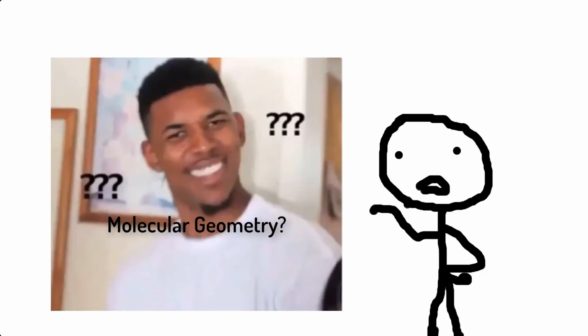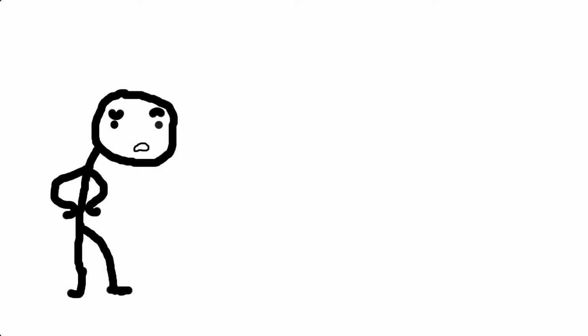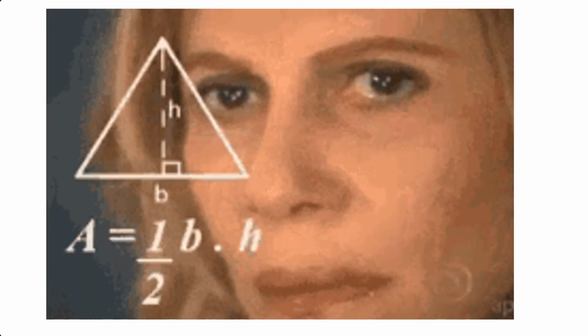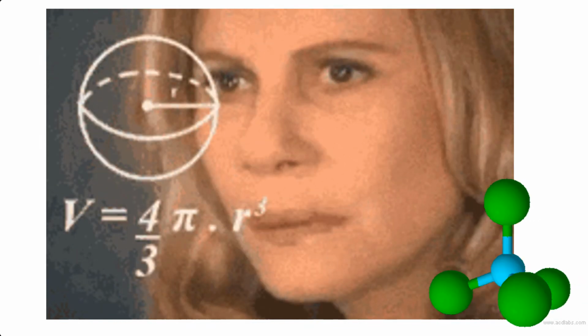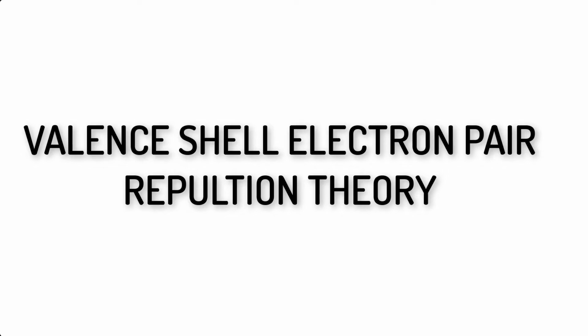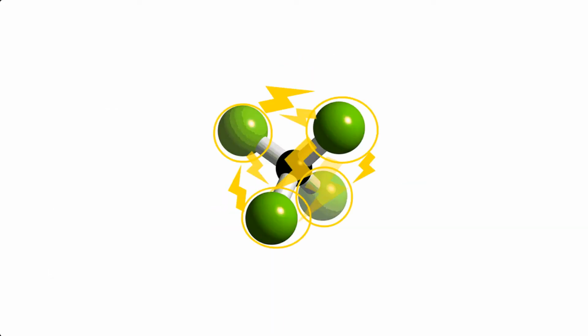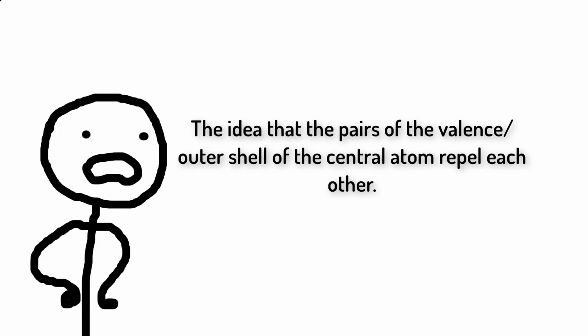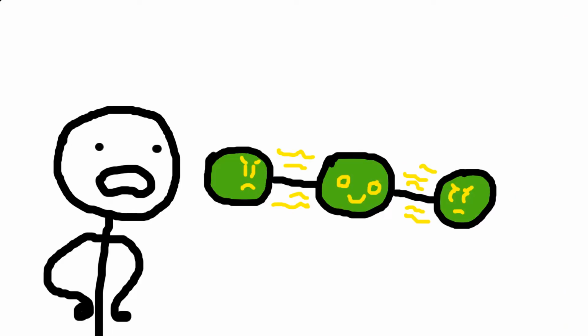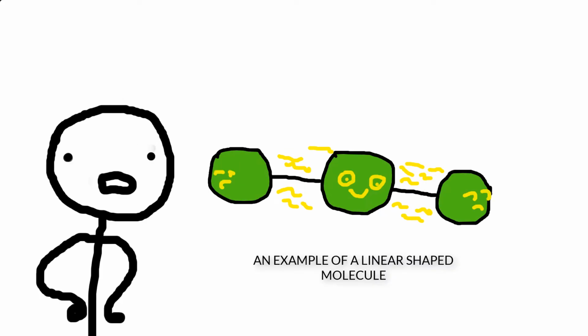Now, how do we determine molecular geometry in a given molecule? An important theory used to explain and predict the shape of molecules and ions is the VSEPR theory, or the valence shell electron pair repulsion theory. Atoms are surrounded by negatively charged electrons, and when you have atoms in a molecule together, these electron clouds repel each other. It's the idea that the pairs of electrons in the valence or outer shell of the central atom repel each other. So what I mean to say is, atoms also want personal space from each other, just like people in an elevator. Because of this, the atoms form a geometry that minimizes the electron pair repulsion.